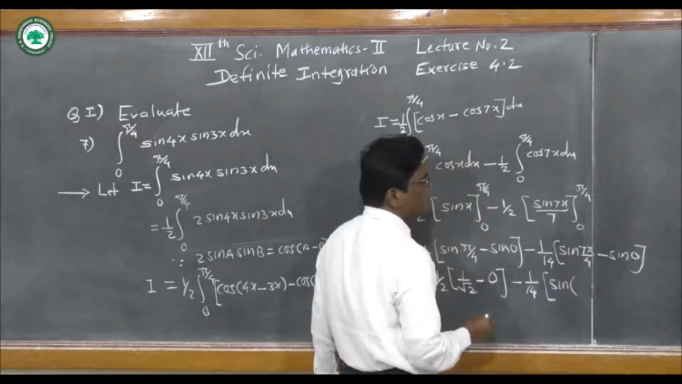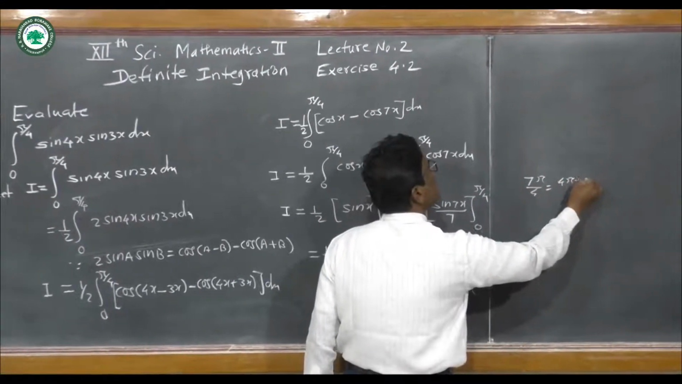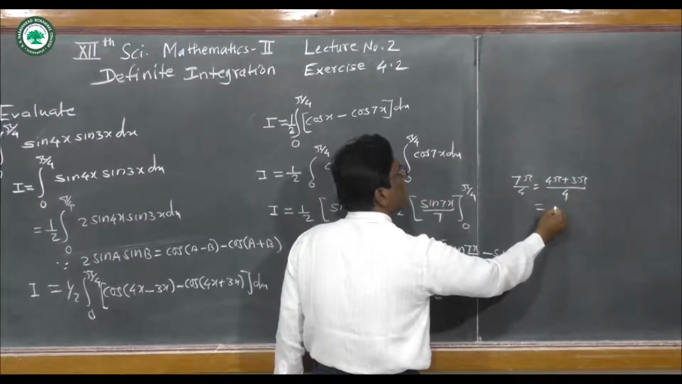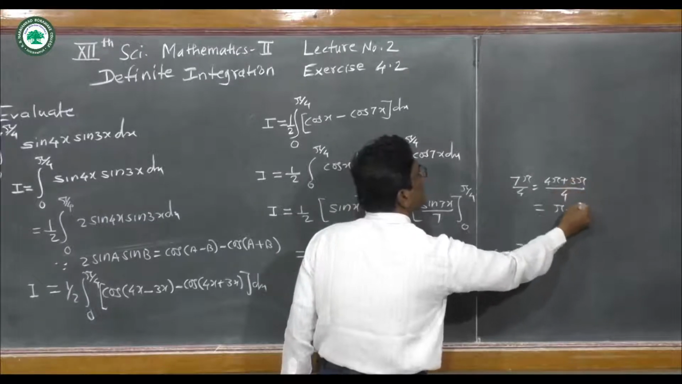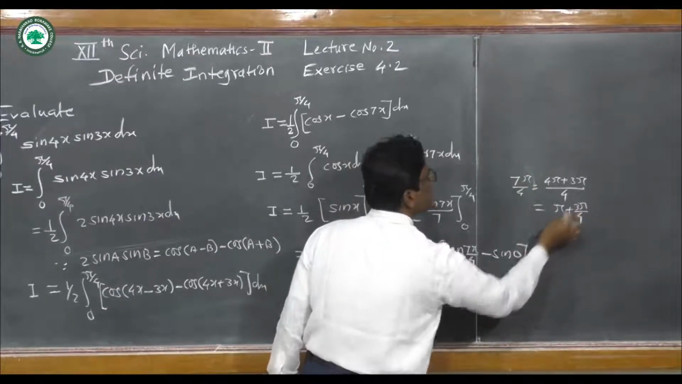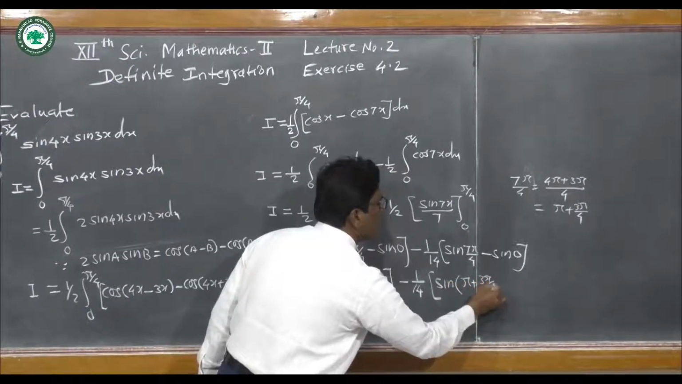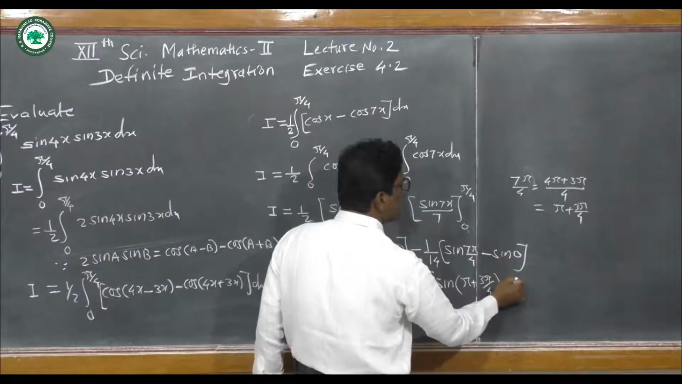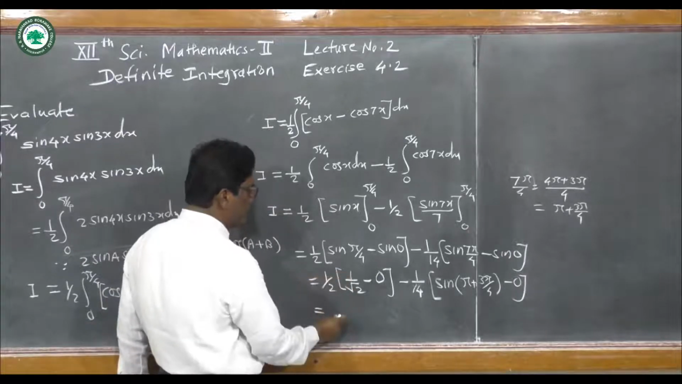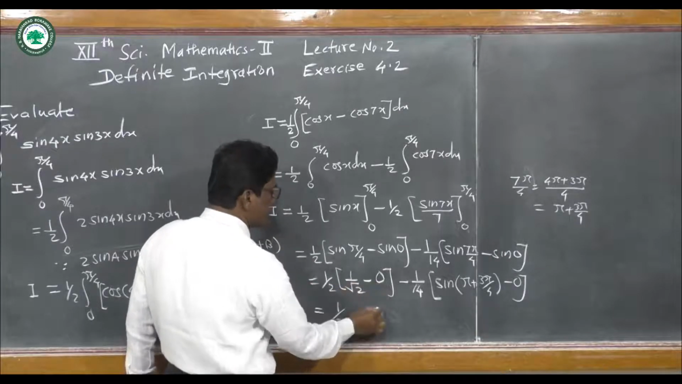Sin of 7 pi by 4: we write 7 pi by 4 as 4 pi plus 3 pi upon 4, and then take separate division, 4 pi upon 4 is pi, plus 3 pi by 4. So we write 7 pi by 4 as pi plus 3 pi by 4, and minus sin of 0 is 0. So it is equal to 1 upon 2 into 1 upon root 2, which becomes 1 upon 2 root 2, minus 1 upon 2 into 0, that is 0.